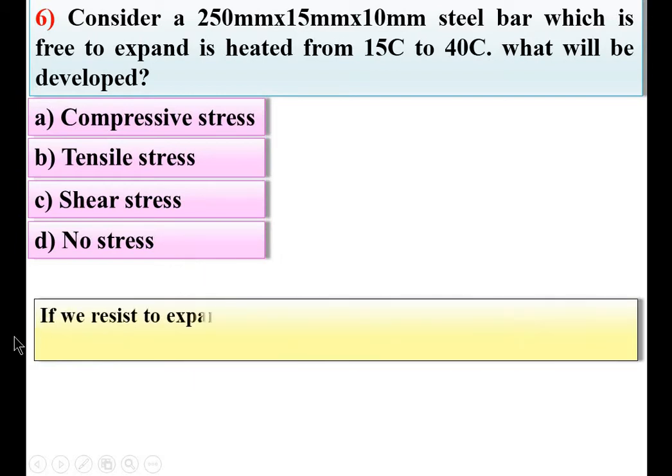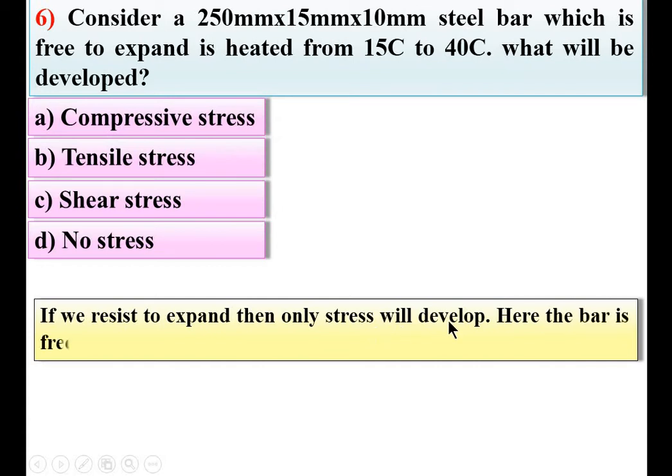So look at this important note. If we resist the expansion, then and only then will stresses be developed. Here the bar is free to expand, so there will not be any type of stress, because it is written over here, free to expand, and so no stress will be there. So D is the right answer.